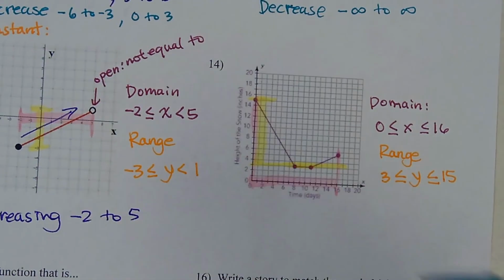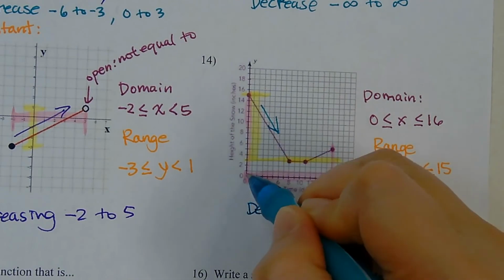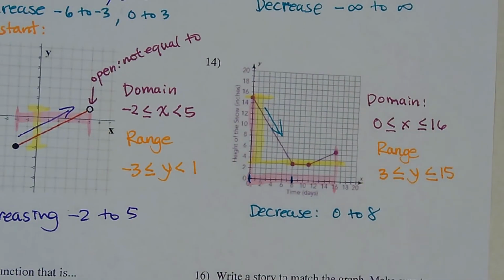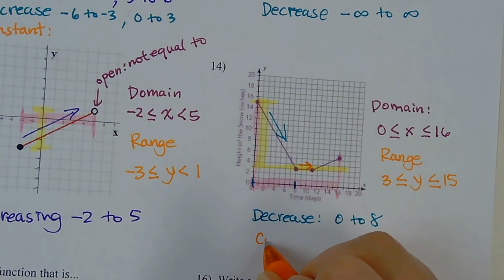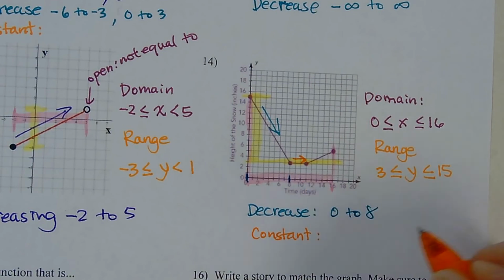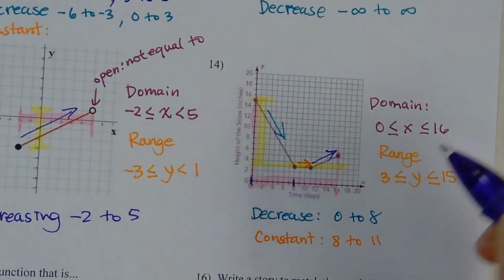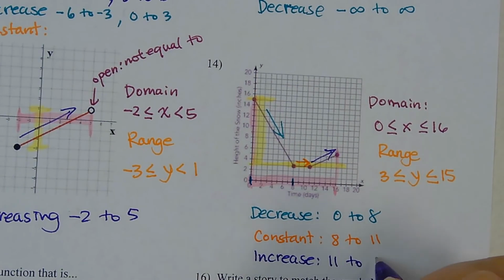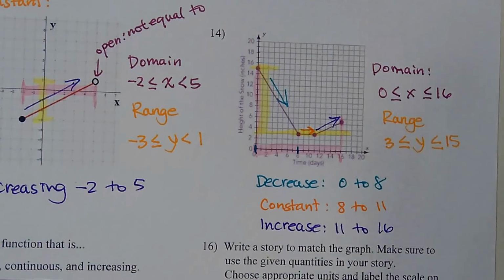All right, and we are doing all the things here. First we are decreasing, right? So decreasing from where? Starting from 0 all the way up to 8. From 0 to 8, we are decreasing. Then what are we doing? See how we're going straight across? This is straight across, so this is constant, because it does not go up or down. That's going from 8 to 11. And then we're increasing, because we're slightly increasing, and that's going to be from 11 to 16. All right, so we got all the sections. I was wondering if we're going to get a constant one. There it is. All right, number 15.